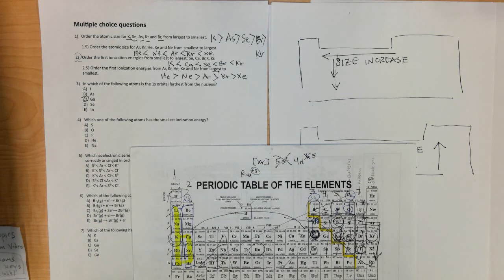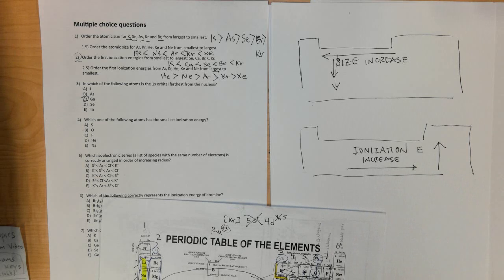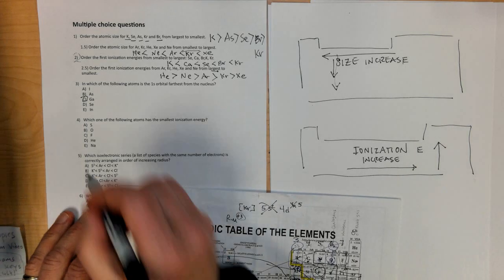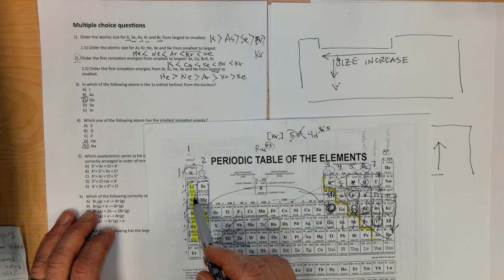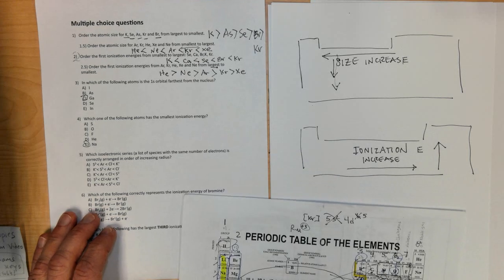Which of the following atoms has the smallest ionization energy? So once again, knowing your trend on the ionization energies would give you the answer of sodium, because that would be the one furthest to the left and the furthest up on the periodic table.